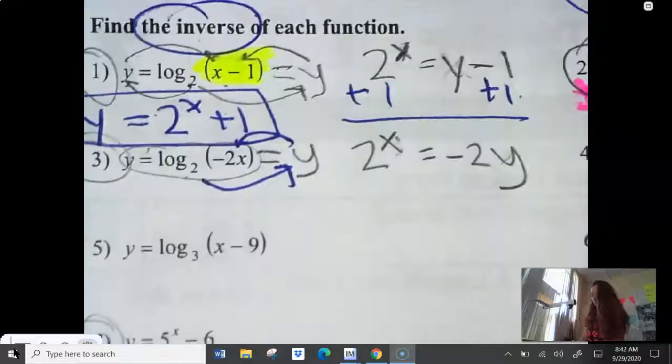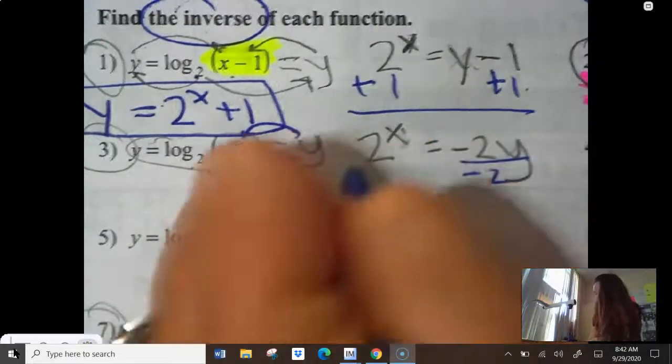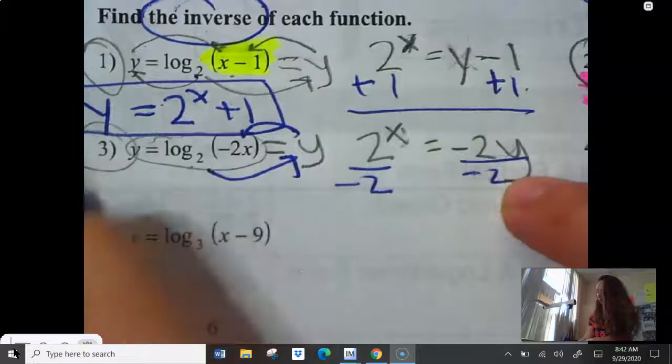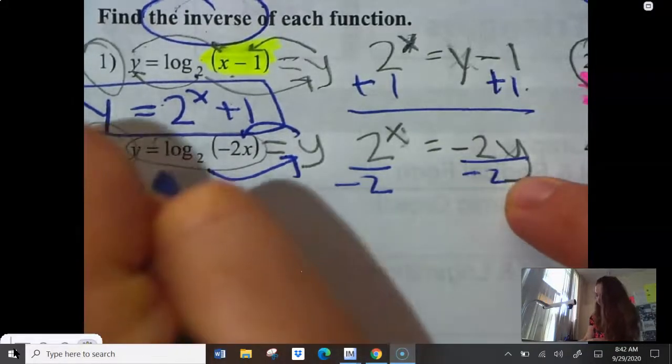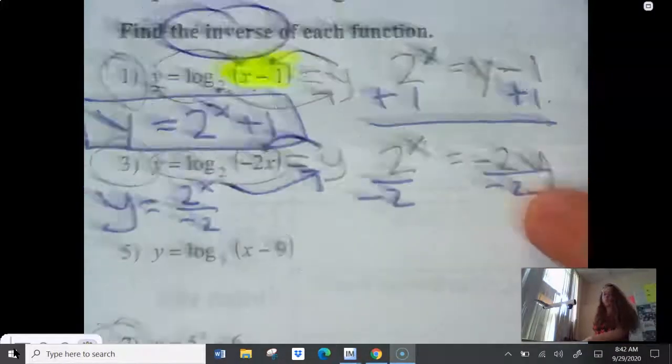Okay. Now what do I have to do? Solve for y. So what do I do? Divide by negative 2. Divide by negative 2. Now y equals 2 to the x over negative 2. It's not pretty, but you get the gist.